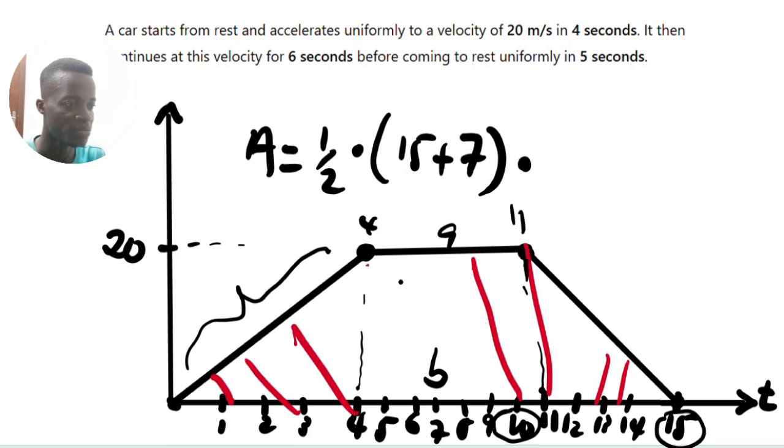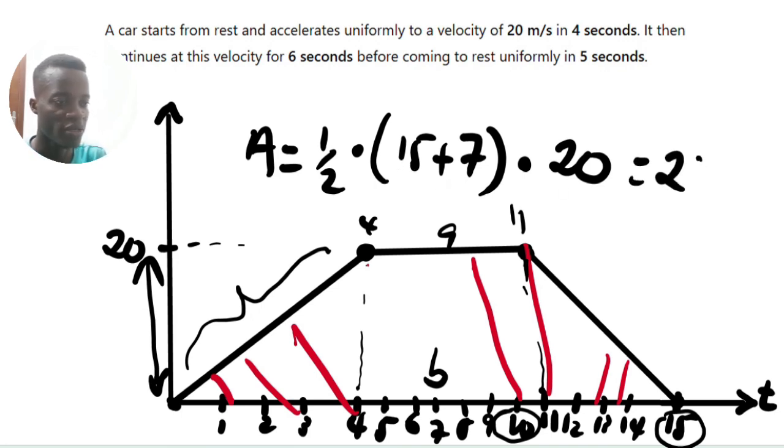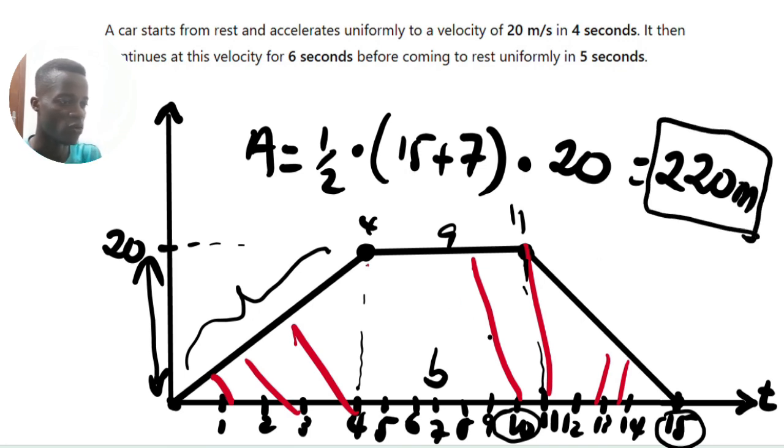So that will be 7, times the height. The height is the separation between the two. The separation between the two is 10. So if we do that, 15 plus 7, that's 22 times 10. It's going to be 220 meters. That is the total distance covered for this particular graph.